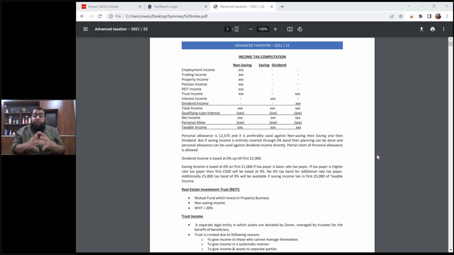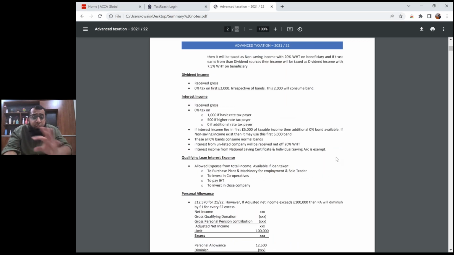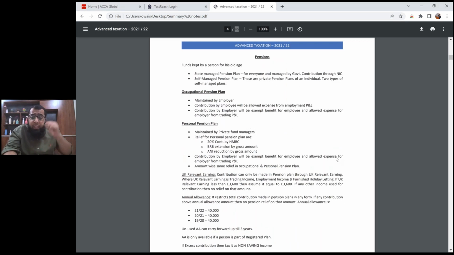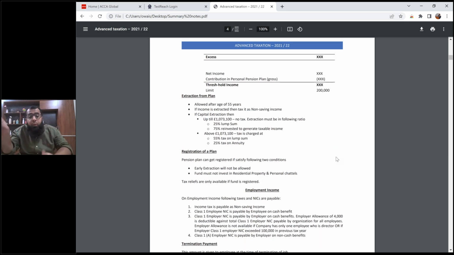Now, first of all, this summary notes handout will help you in revising the rules. All the concepts from basic income tax calculation, pensions, employment, trading, each and everything till the corporation taxes. All the rules are summarized in this document. So this is the first document which will help you in the revision.